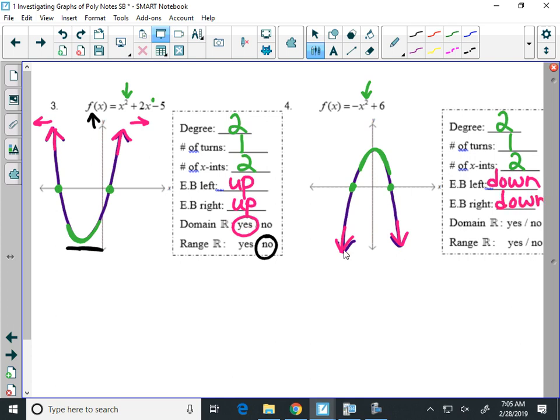Now, just like the parabola that we did in number 3, the domain, this arrow goes out to the left forever and out to the right in the x direction forever. So this domain is, yes, all real numbers. However, like the previous parabola, I can go down forever in this graph, but I can't go up forever. My graph is limited in how high it goes. So the range is not all real numbers.